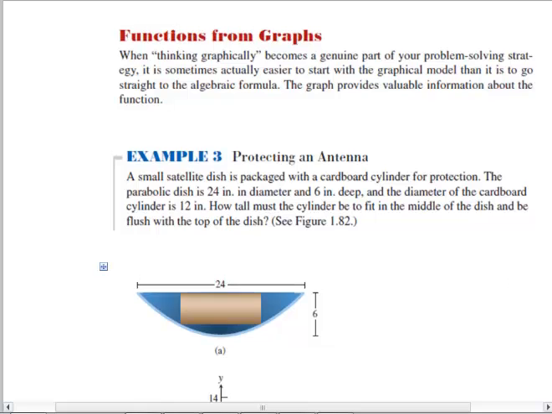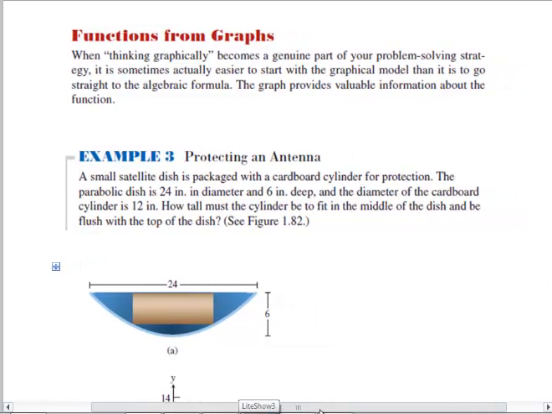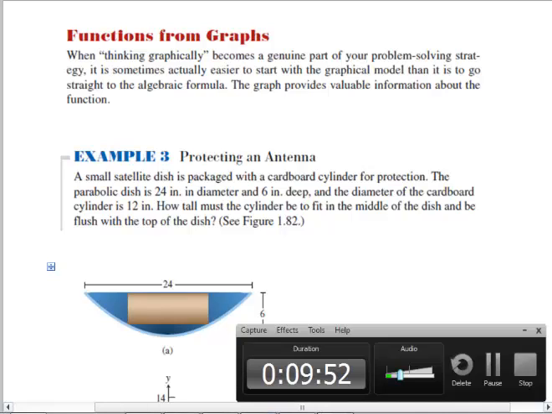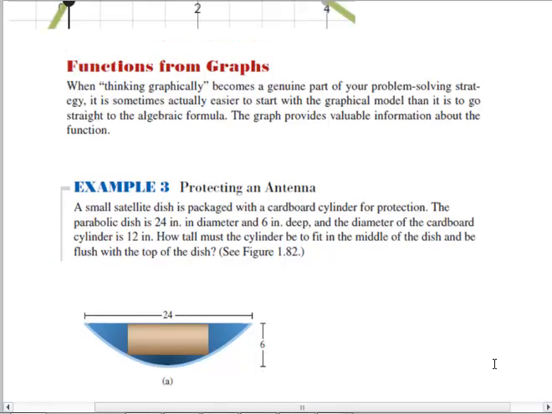The last problem here, I just would like you to read it over before we start doing it. It's about protecting an antenna inside of a satellite dish. This is actually a really interesting problem, and it's going to use parabolic equations or parabola equations. So anyway, take a moment to read it, and then we'll work it out together.